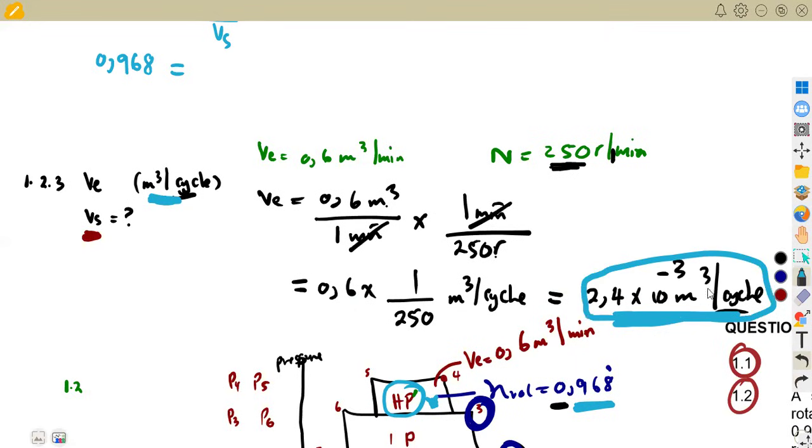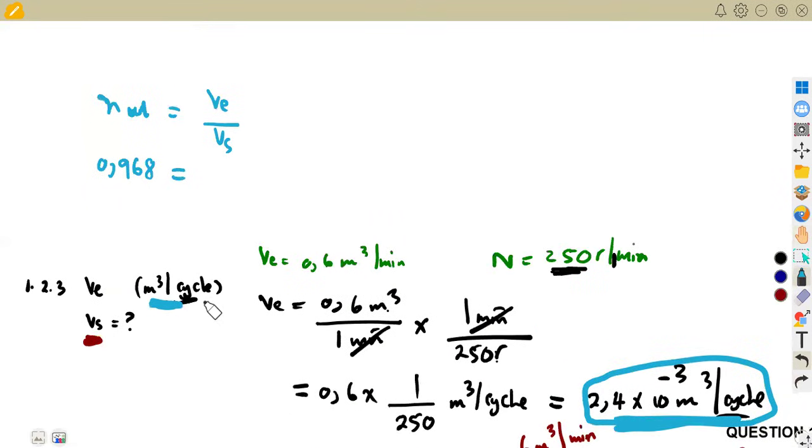And we got this in cubic meters per cycle as what? 2,4 times 10 to the exponent of minus 3. So it means we are going to use 2,4 times 10 to the exponent of minus 3 cubic meters per cycle. It means our swept volume is going to be also in cubic meters per what? Per cycle. Just like that.